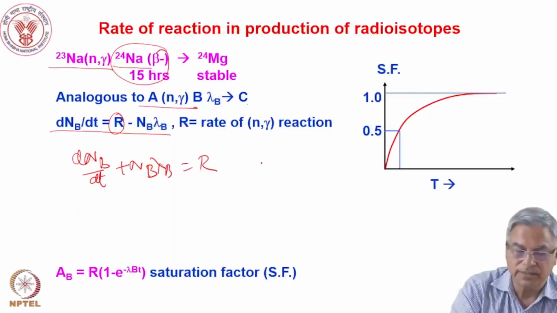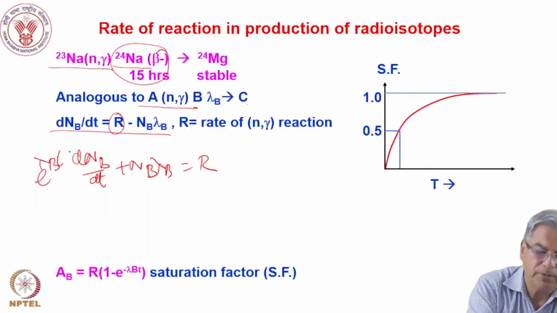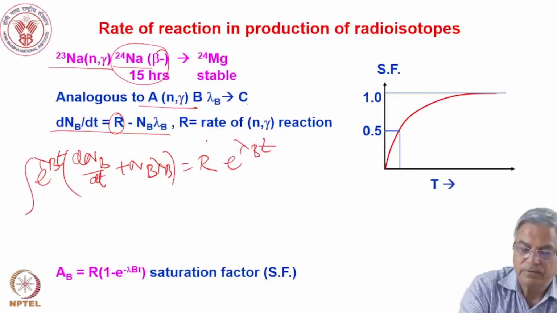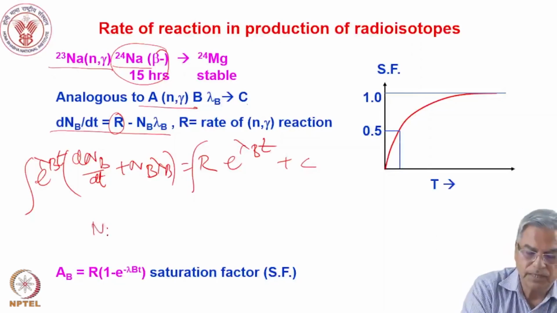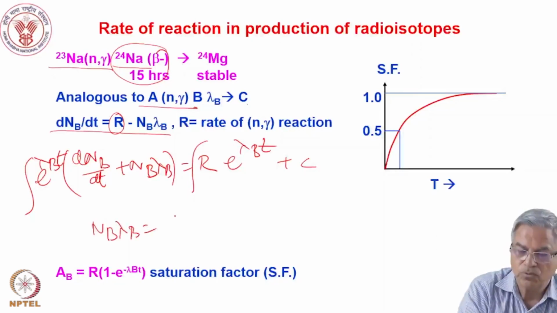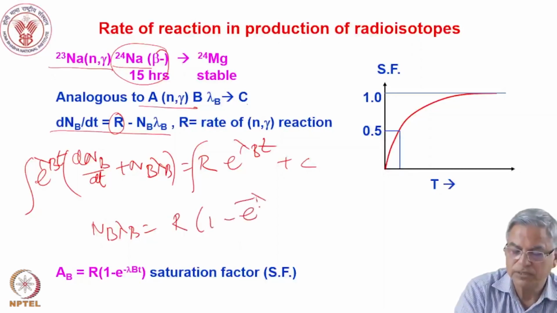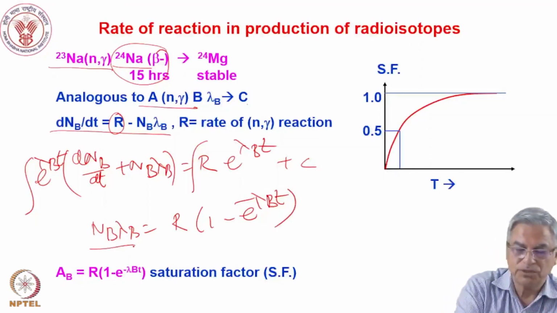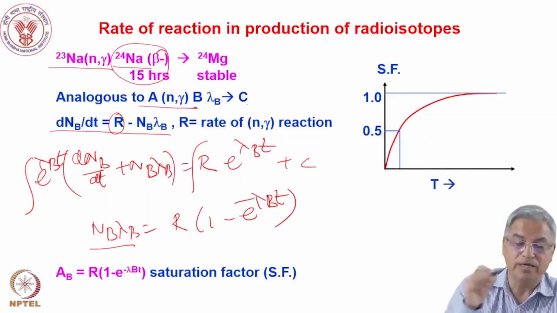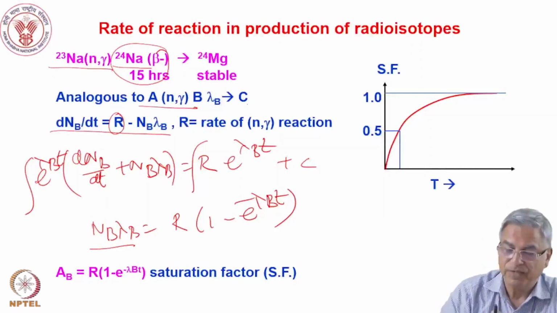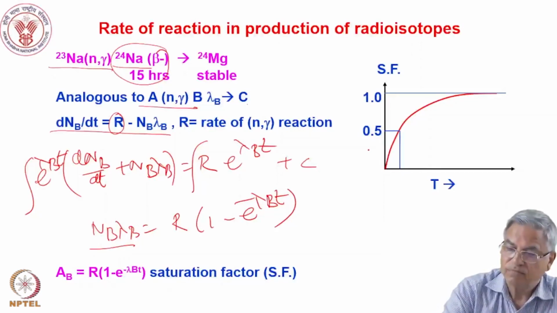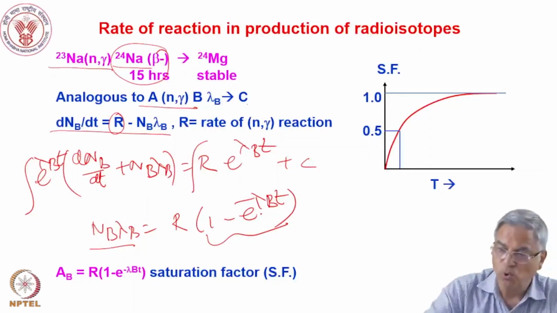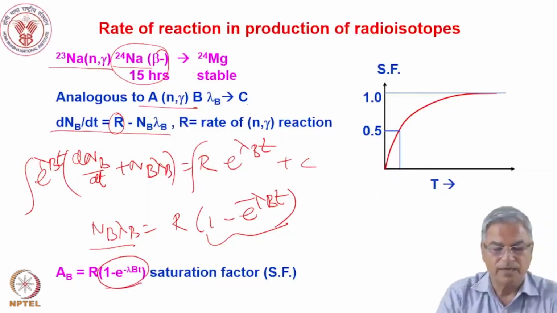And if you recall the integration factor, e raised to lambda_B t. If you integrate, what you will get is N_B lambda_B = R(1 - e^(-lambda_B t)). The steps I have not shown because they are similar to what we showed earlier for the case of A going to B going to C. Here this is actually called the saturation factor. That means the activity of B will grow by this factor, 1 - e^(-lambda t).